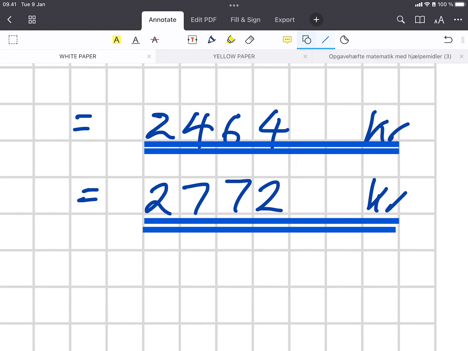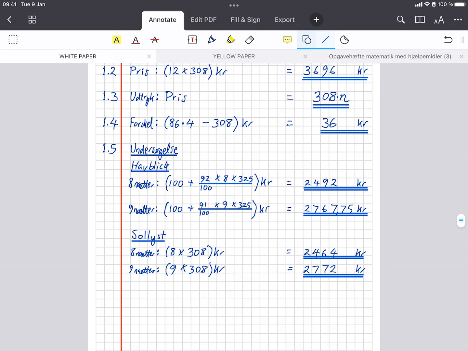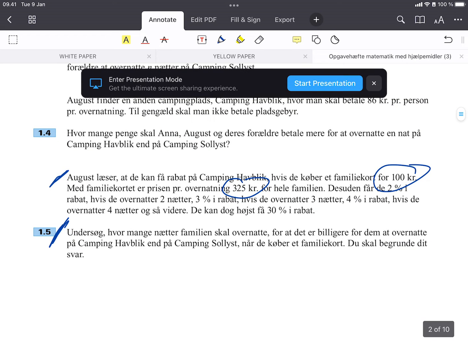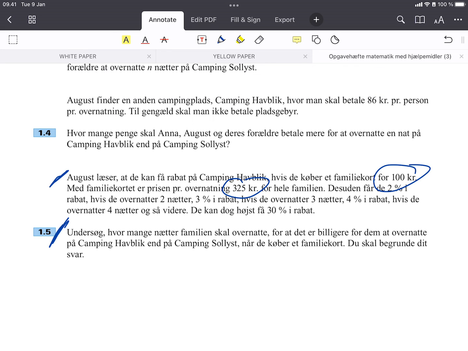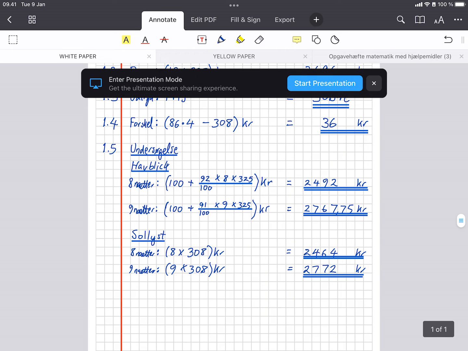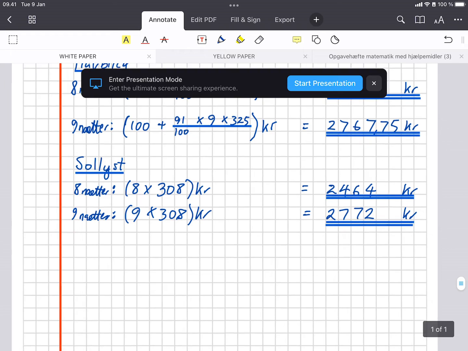There we are. Okay, but have we answered the question? So it says, investigate how many nights the family has to stay overnight in order for it to be cheaper at Camping Haublik than at Camping Sollust when they buy a family ticket. You have to justify your answer. Well, I haven't actually finally answered the question that it's cheaper after 9 nights, so I should finish with that.